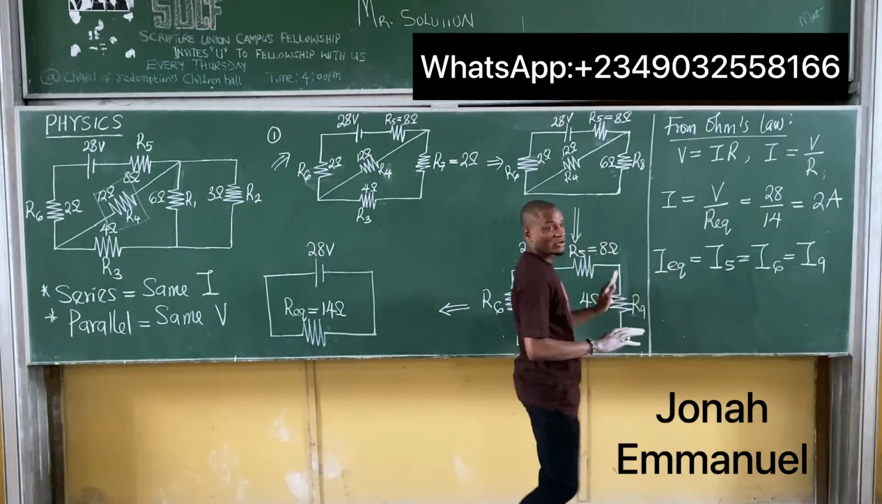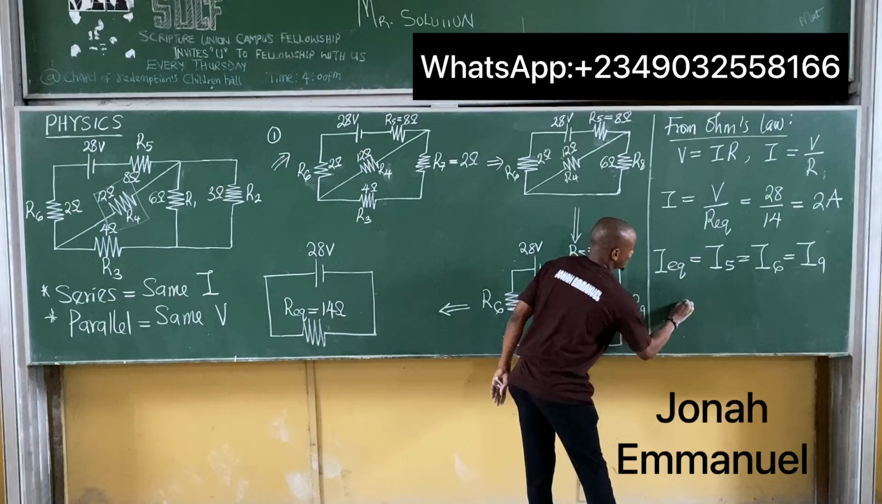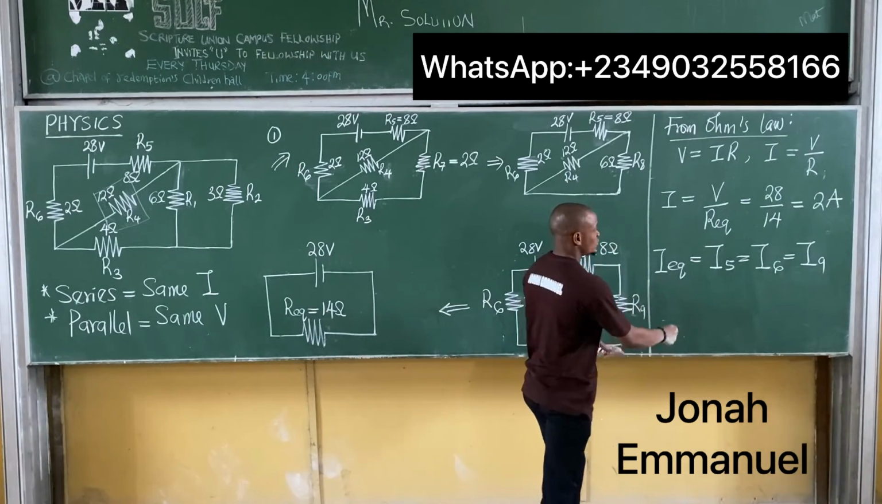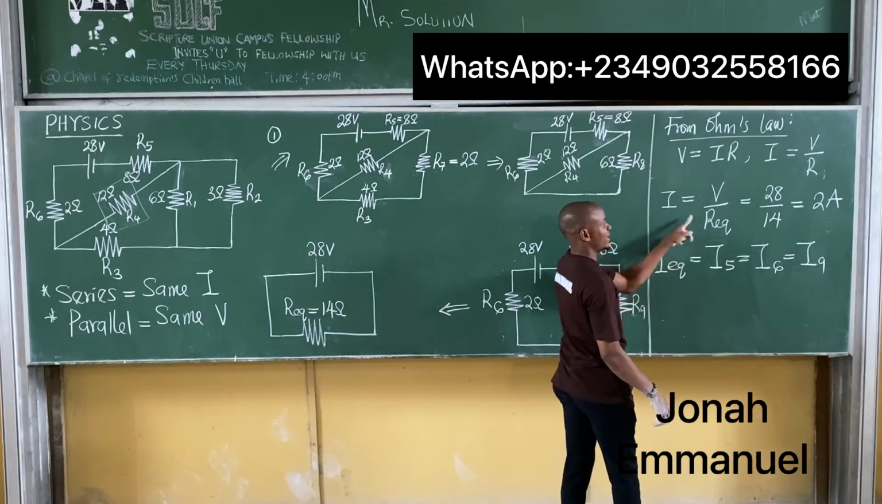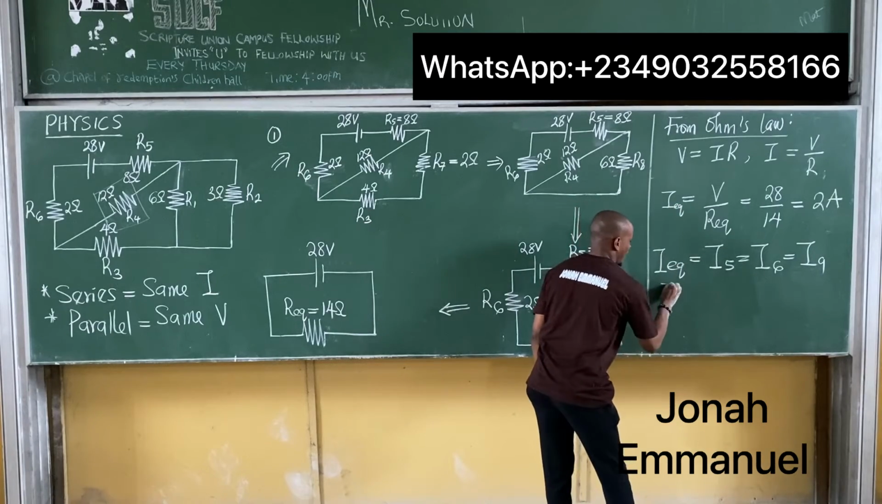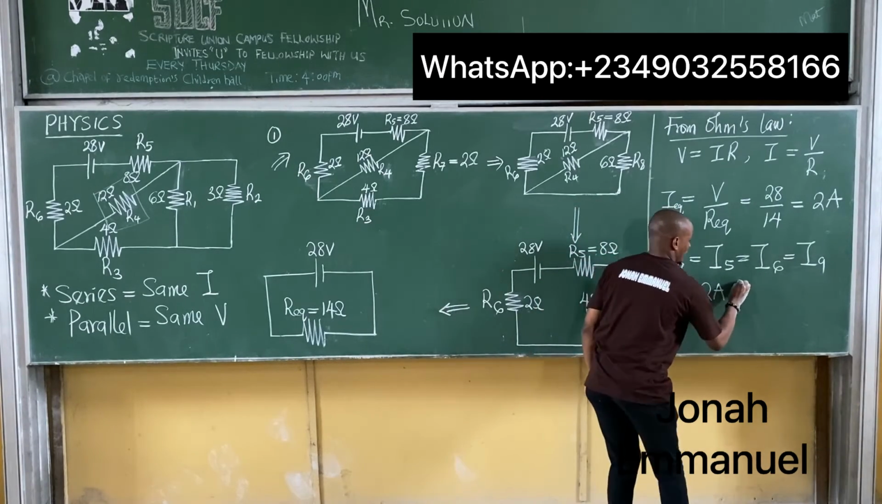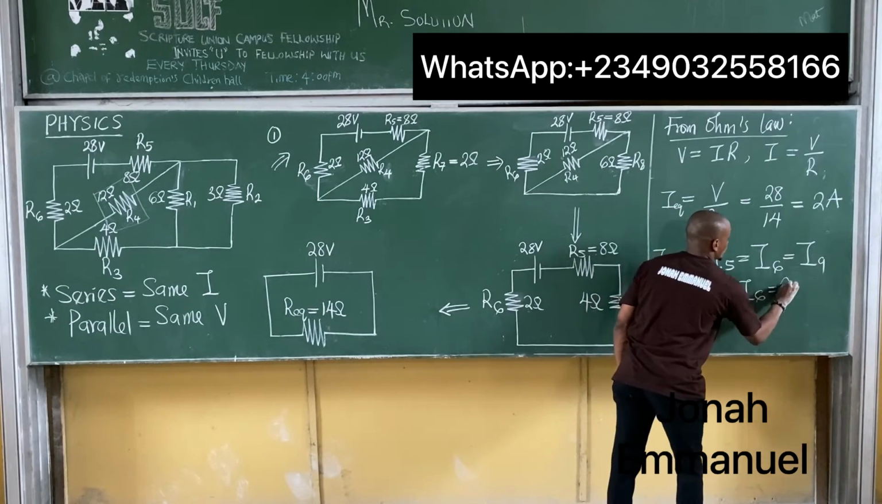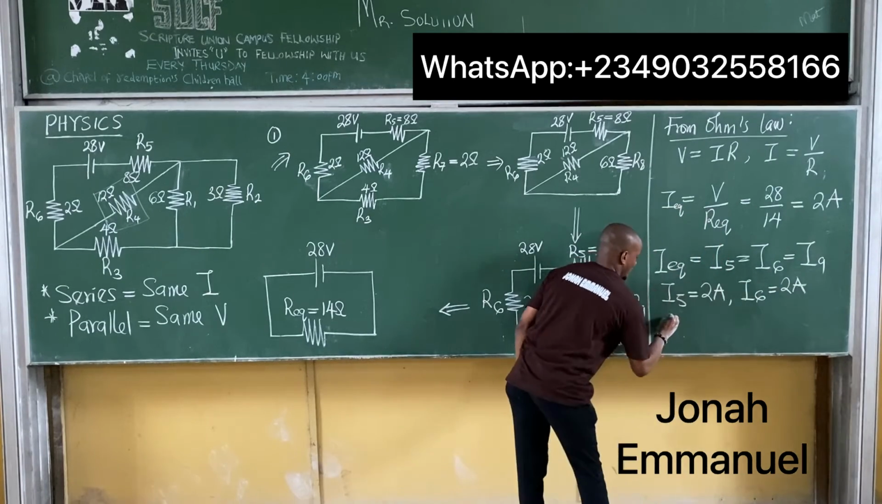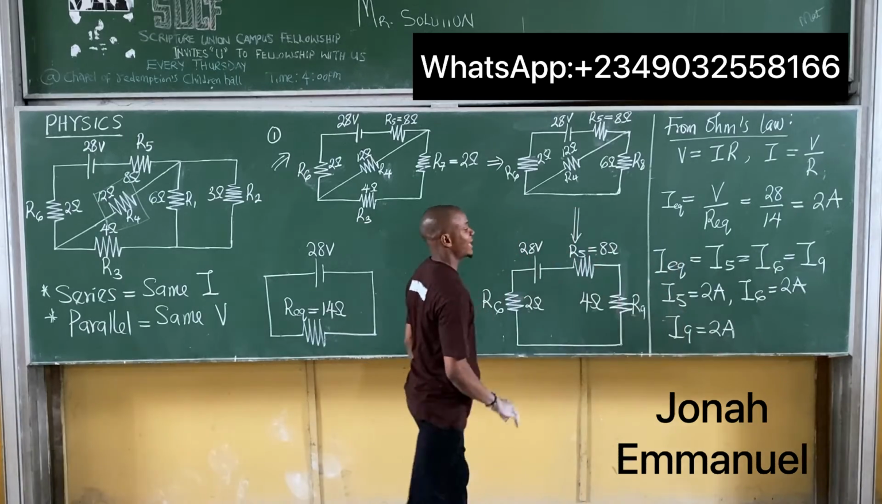So I have this. That's the condition there. If this is true, I have that this. That means this whole value, of course, we've gotten as 2 amperes. That's this one here. So that means that I5 is equal to 2 amperes. I6 is equal to 2 amperes. And I9 is equal to 2 amperes. That's your first task there.